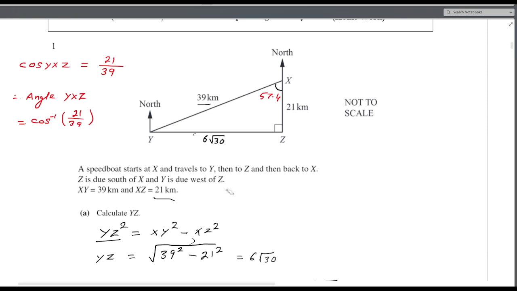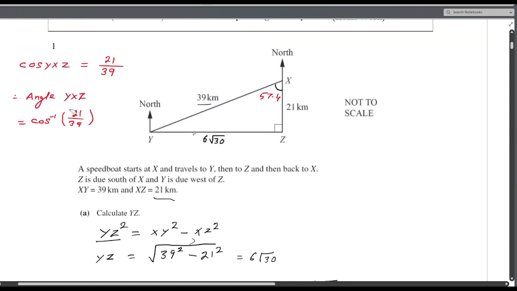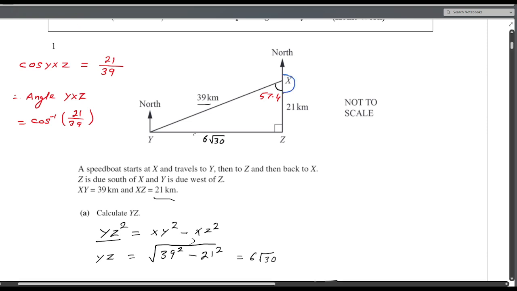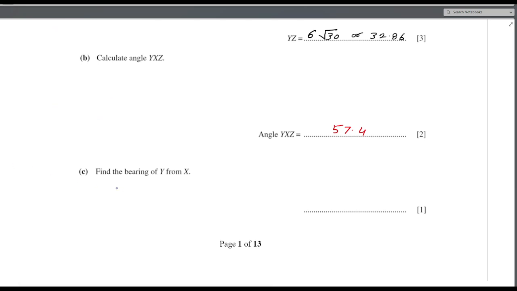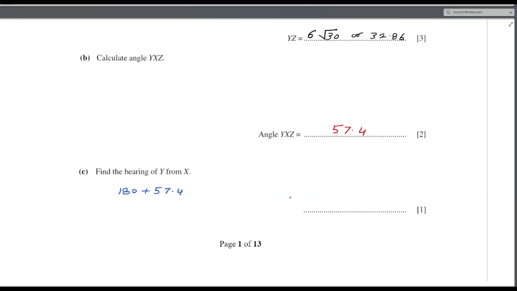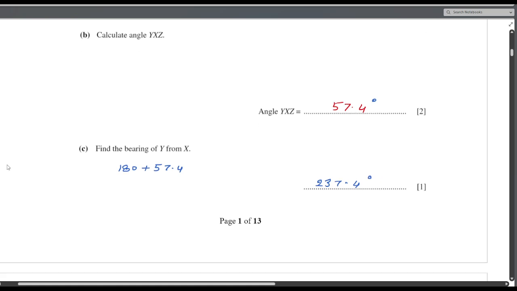Now I have to find out the bearing of Y from X. That means I will see the angle at X from the north. So this whole angle I need to find out, which is 180 plus 57.4. I add 180 to this, and that will give me 237.4. We can use the degree symbol.